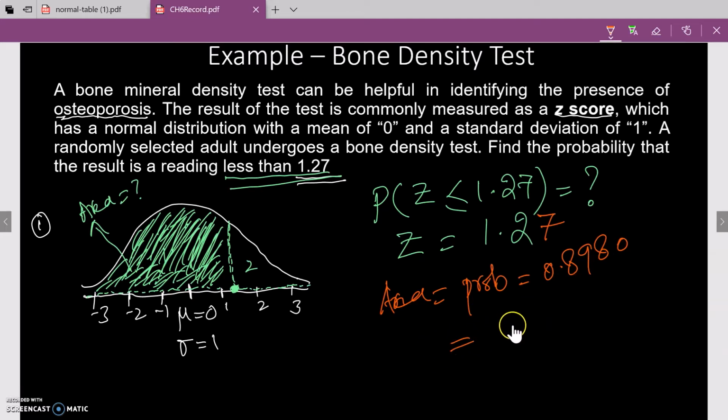I can also write this in percentage. So this is how you can do the percentage: 89.8%. So if I randomly select an adult, there is an 89.8% chance that his or her bone mineral density reading will be less than 1.27. That's how you're going to interpret this. It's very important that you interpret the result so that other people understand what is going on here.